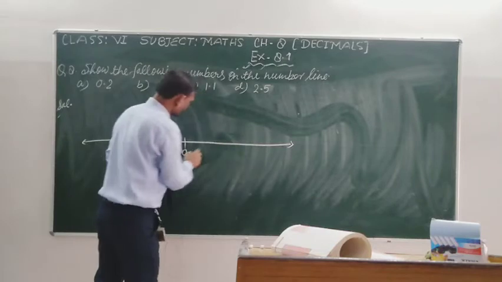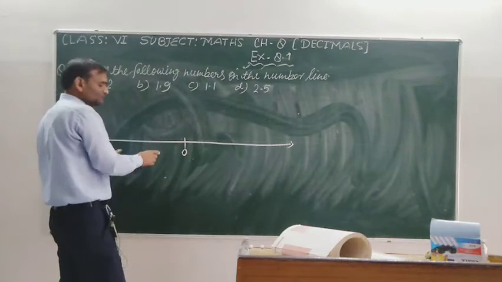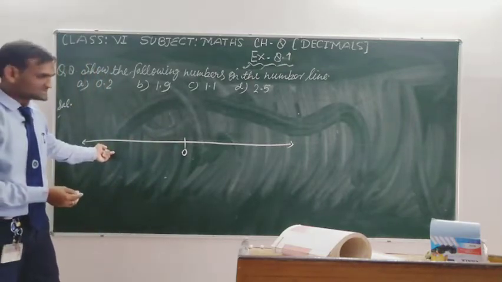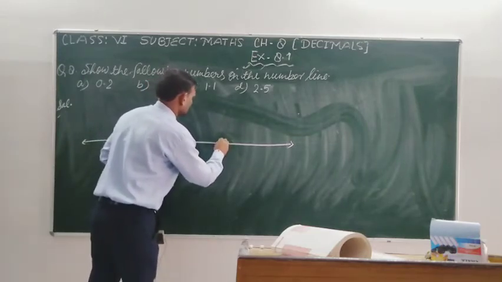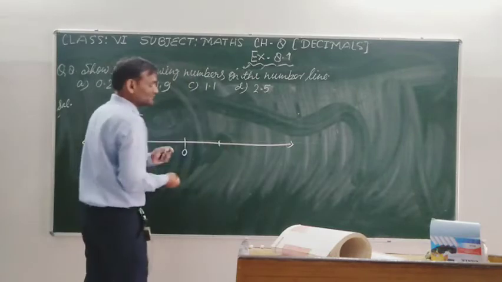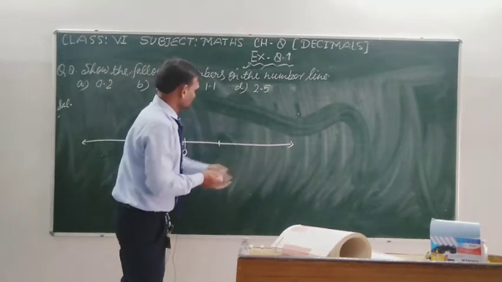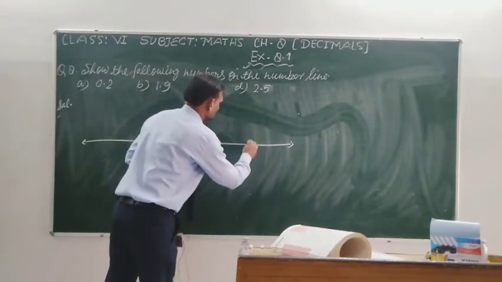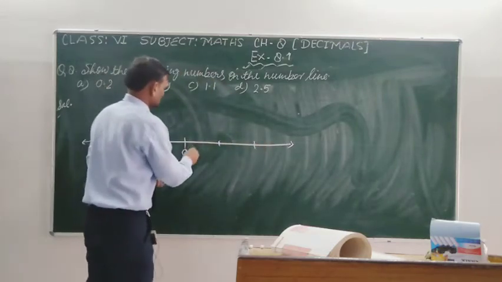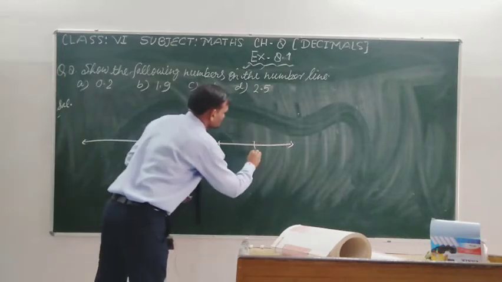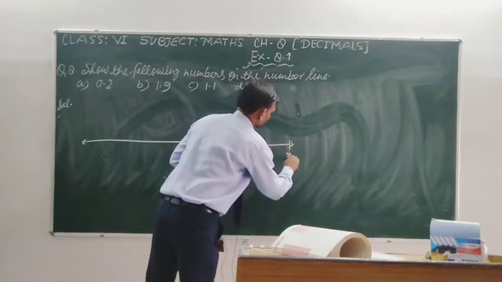To the right side from 0 we represent the positive numbers and to the left side from 0 we represent the negative numbers. So student, we mention the whole numbers. Firstly we divide this distance into as many equal parts as you need. This is 1, this is 2 and this is 3.